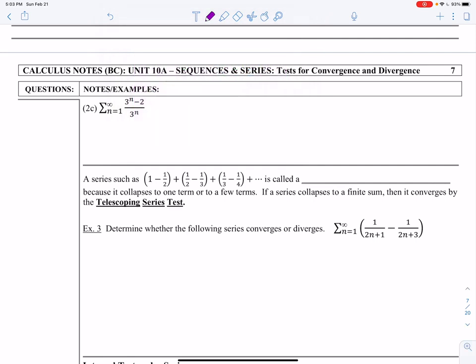All right, now that we're back, let's list some terms. We're going to plug in 1 because that's where the index starts. 3 to the first power is 3. 3 minus 2 is 1. And 3 to the first power is 3 on the bottom.